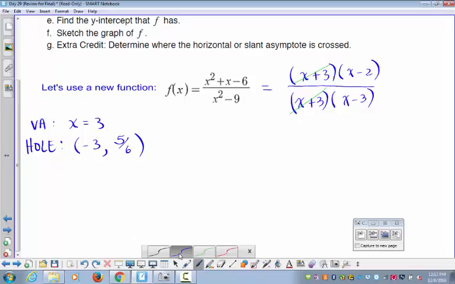All right. Horizontal asymptote or oblique asymptote. Which is it? The powers match. If the powers match, then it's going to be horizontal. And we're going to look at the quotient of leading coefficients. So that horizontal asymptote will be y equals 1.